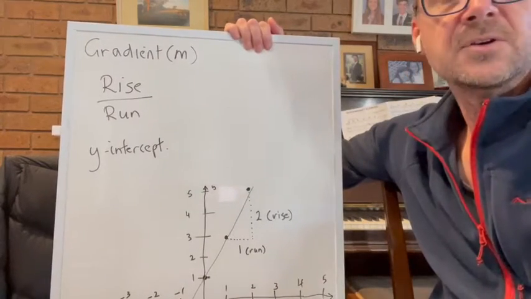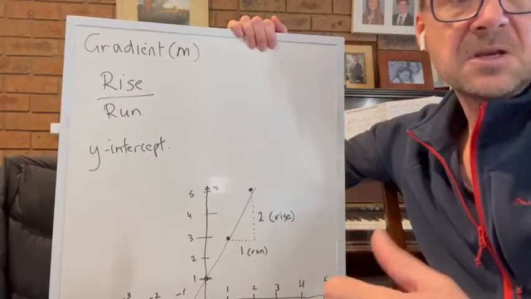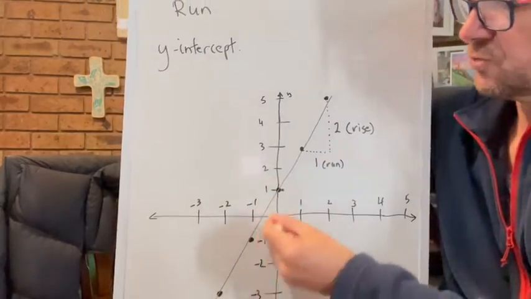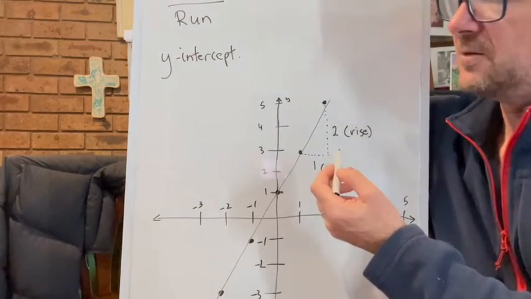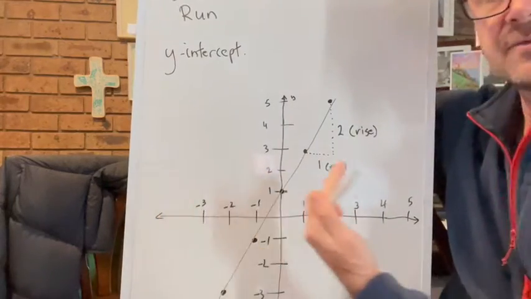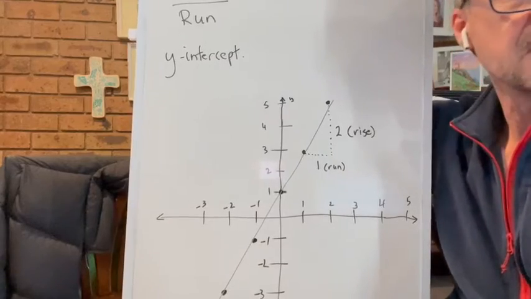Okay, so we're going to look at the idea of gradient. Gradient is how steep something is. If we look at a linear line, for example, here, we can see that it's rising. So this one has a positive gradient. If it was going down this way, descending, because remember, we're reading it from left to right, it'd be a negative gradient.